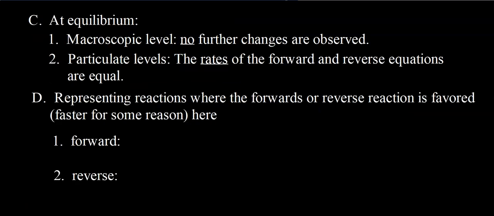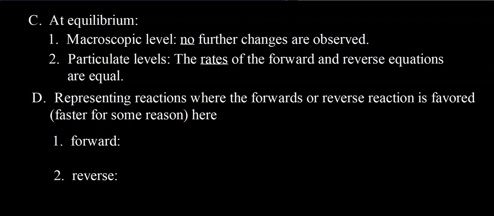We're going to look at systems at equilibrium from two different perspectives. One, the macroscopic view or macroscopic level, meaning what you can see with your eyes. And then the other is the particulate or submicroscopic level. So we're talking about what's happening with the individual particles that are involved with the reaction. So macroscopically, we can tell that a system is at equilibrium if no further changes are observed. So it looks like nothing is happening. I don't want to get ahead of myself.